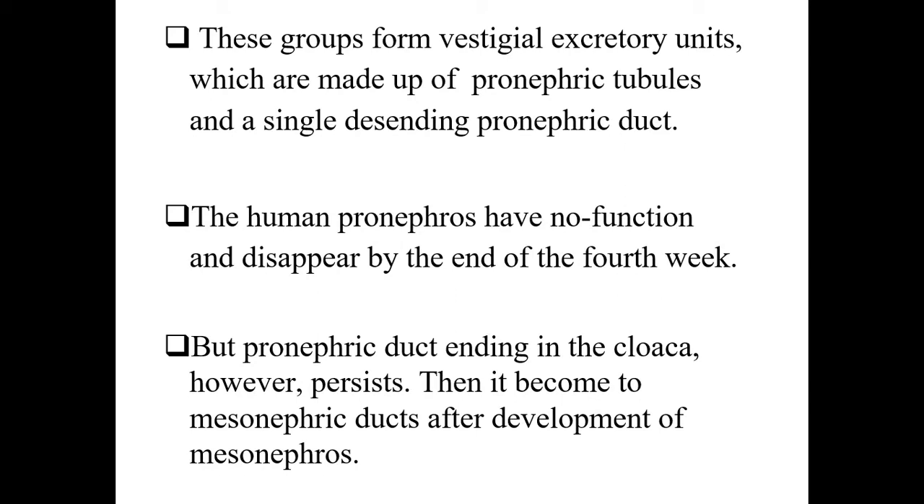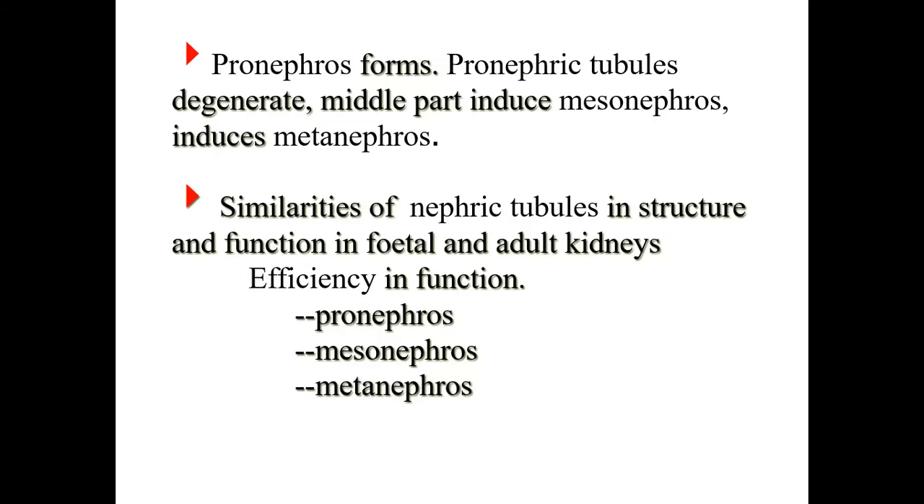So this group forms the vestigial excretory unit, which is made of pronephric tubules and a single descending pronephric duct that will disappear. Some books say that the pronephric duct ending in the cloaca, however, persists. At the end where it joins the cloaca, it persists. But then it becomes fused with the mesonephric duct when the mesonephros develops. Otherwise, the whole is gone.